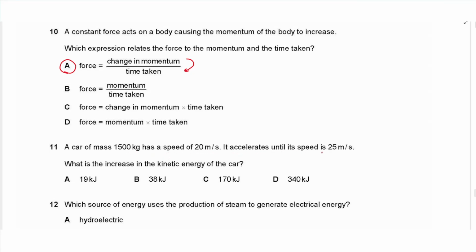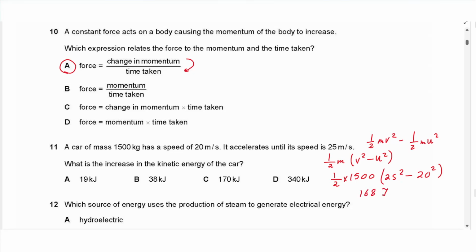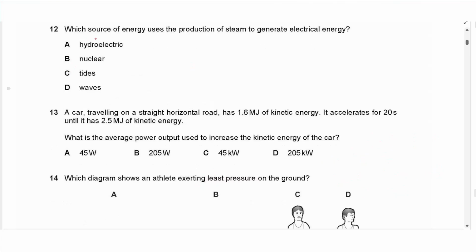second. It accelerates until its speed is 25 meters per second. What is the increase in kinetic energy of the car? So we can calculate half mv squared minus half mu squared, or we can take half m as a common factor and then calculate v squared minus u squared. So this is half times the mass 1,500 times 25 squared minus 20 squared. That gives an answer of 168,750 joules. So we can approximate that to 170 kilojoules. So we choose C. Question 12 says which source of energy uses the production of steam to generate electrical energy?